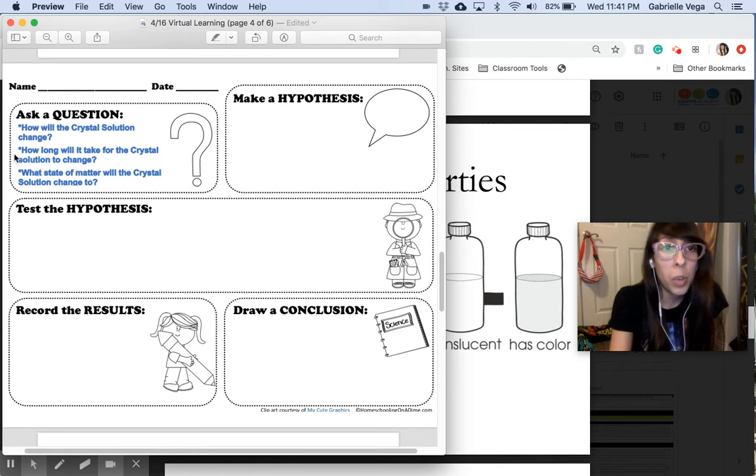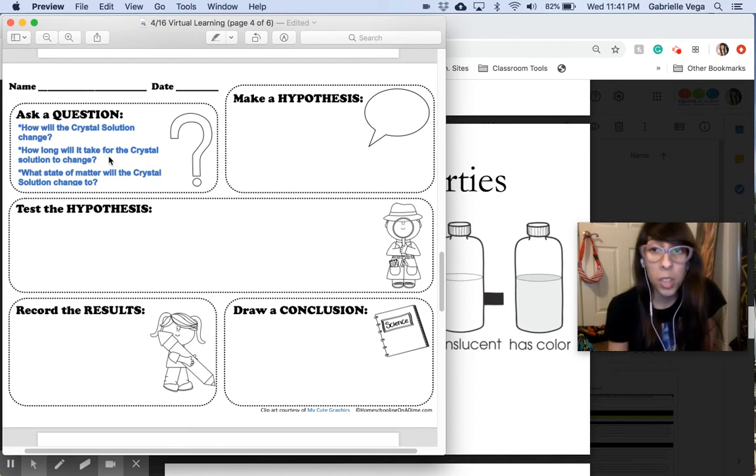The next question is, how long will it take for the crystal solution to change? So we also want to think about how long is this change going to take? And what state of matter will the crystal solution change to? So like I said, will it change from a liquid to a solid? Or will it change from a liquid to a gas? Or maybe it doesn't change at all. So these are the 3 questions that we're going to be looking to answer in this experiment.